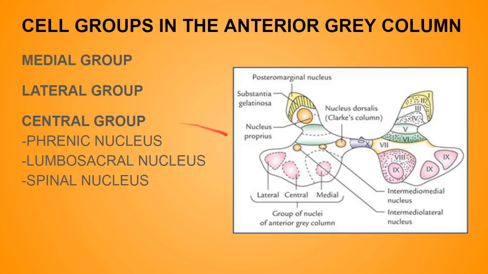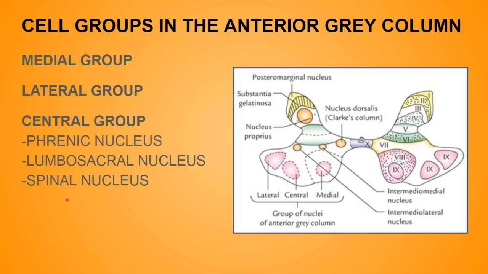The central group has mainly three nuclei, that is the phrenic nucleus, lumbosacral nucleus and the spinal nucleus. Now this phrenic nucleus is present from C3 to C5 level, and it innervates the diaphragm. Next is the lumbosacral nucleus. This is present in the lumbosacral region, that means from L2 to S3, and its function is unknown so far. But remember, L2 to S3, and this from C3 to C5.